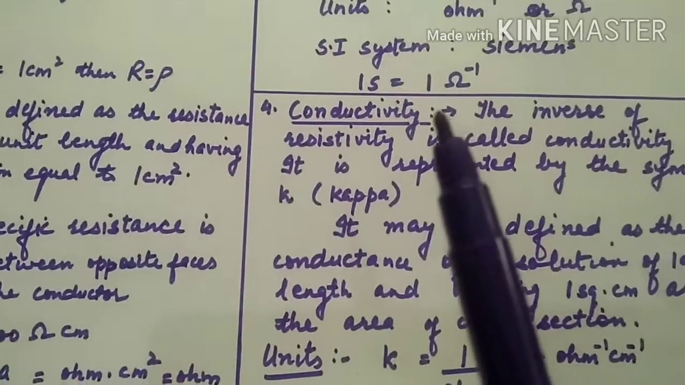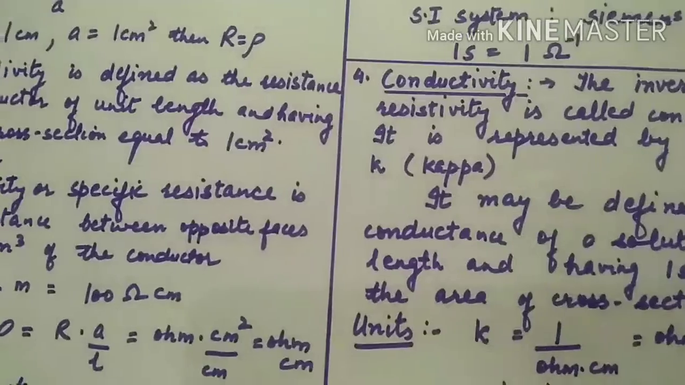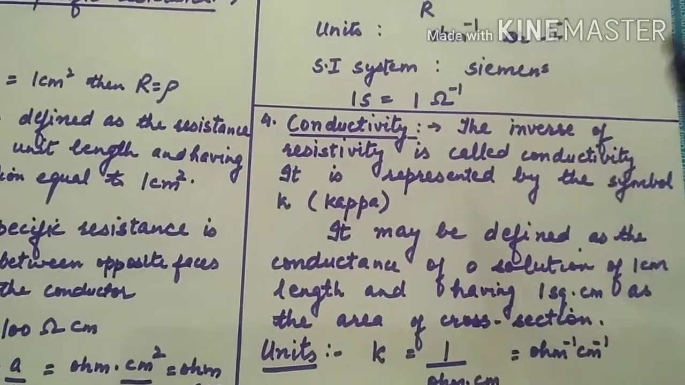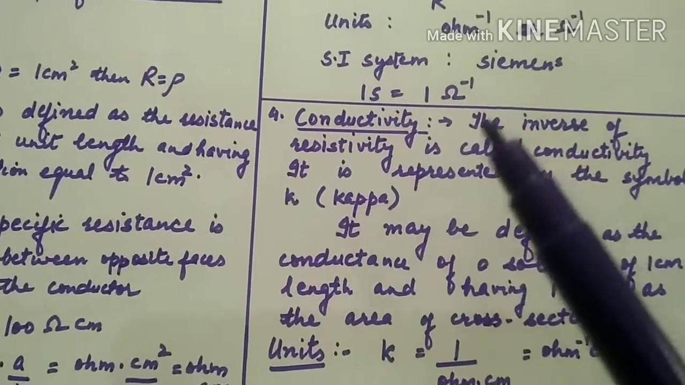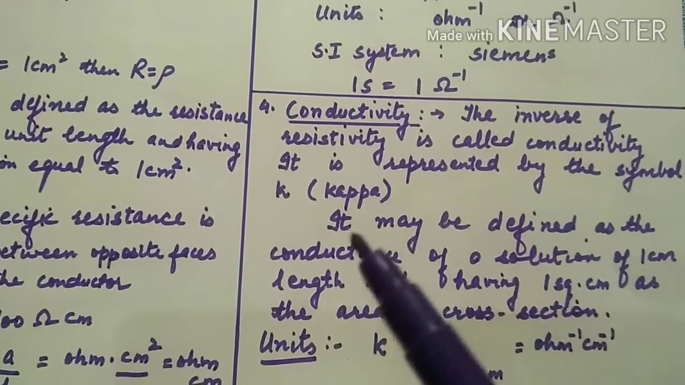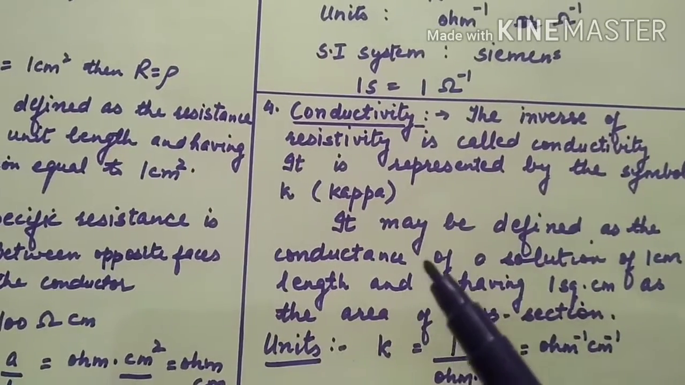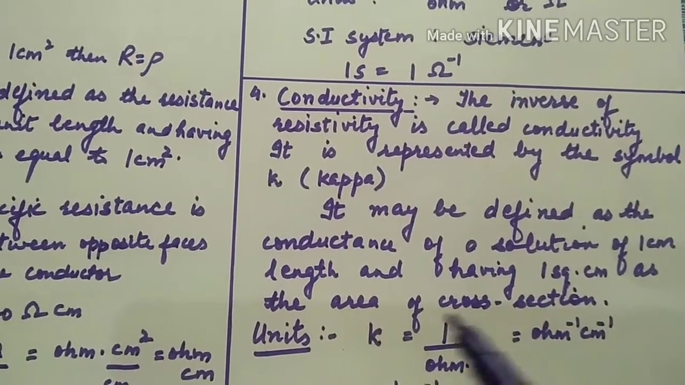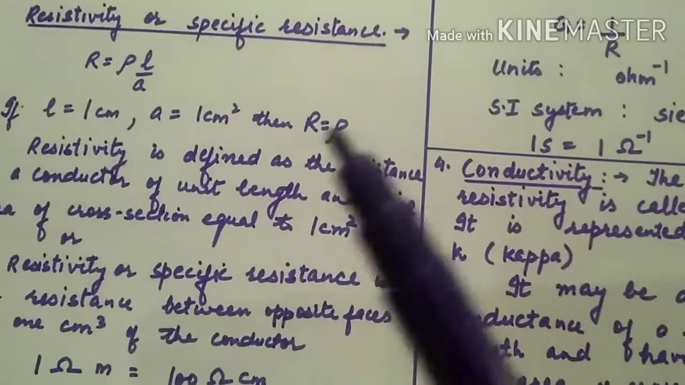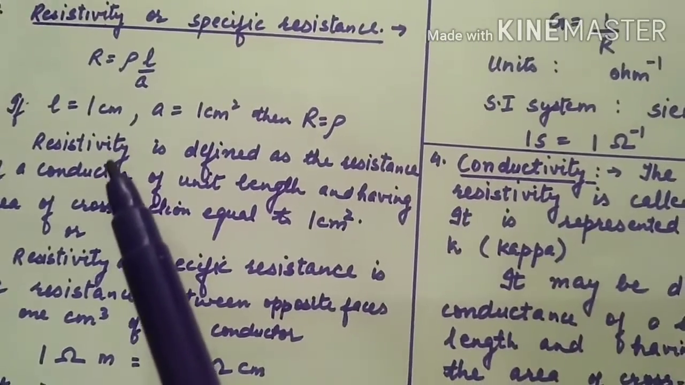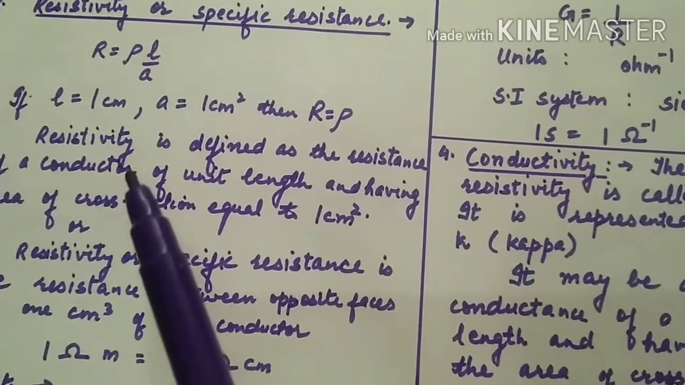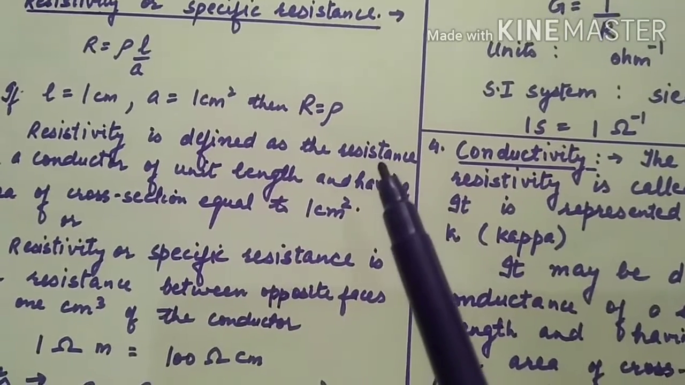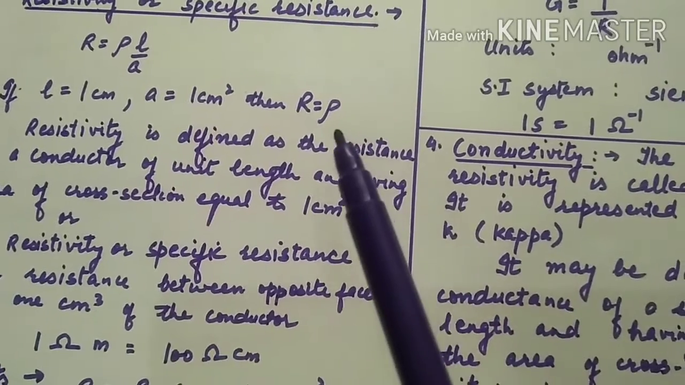Next term is conductivity. So just like conductance is inverse of resistance, conductivity is inverse of resistivity, that is rho. So inverse of resistivity is called conductivity. It is represented by the symbol kappa. It may be defined as the conductance of a solution of 1 centimeter length and having 1 square centimeter as the area of cross section. Just note that whatever is the definition for resistivity, आपने resistance की जगह उसमें जब conductance डाल दिया तो आपके पास conductivity की definition हो गई.